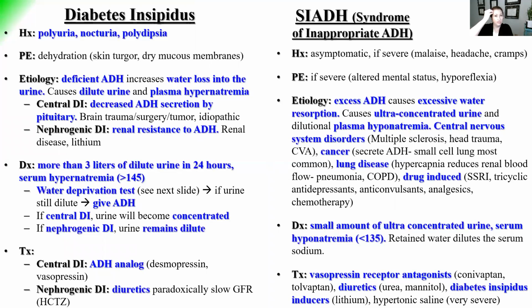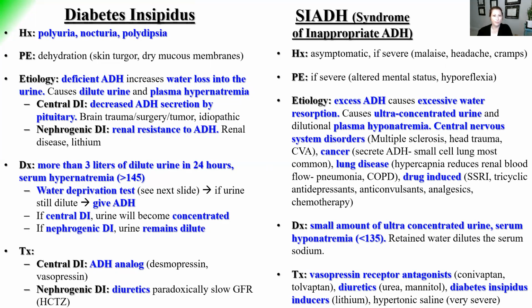There are two causes of this. Central is at the pituitary gland. So it's a decreased ADH secretion by the pituitary gland. What can cause this can be completely idiopathic, we don't know, but it can also be related to brain trauma, brain surgery, or a brain tumor. Nephrogenic, we know it's something going on at the kidneys. So it's renal resistance to the ADH. Things that could cause this would be chronic kidney disease, renal disease, and lithium, which is a medication used for a lot of psychological disorders, not so commonly now, but it is still used.